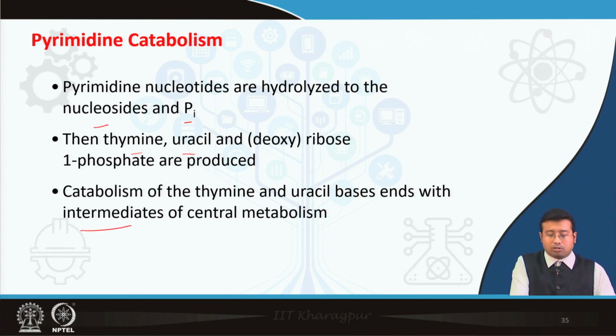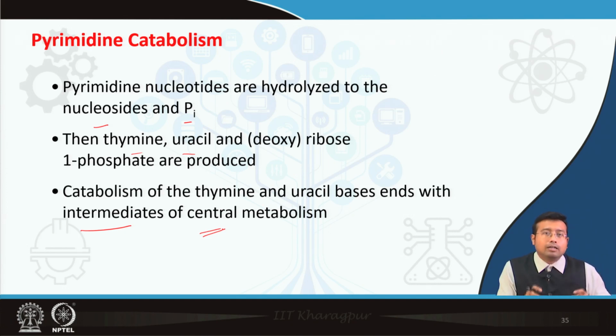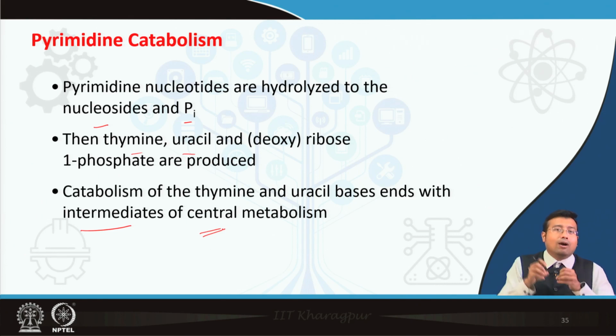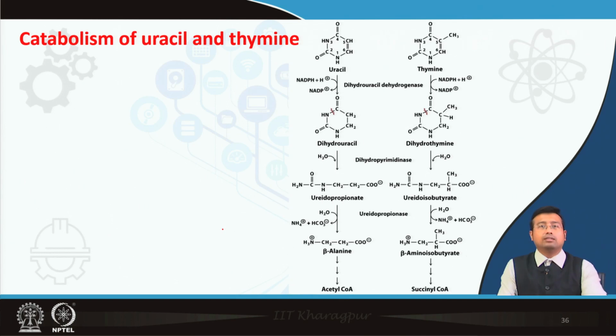intermediates of central metabolism. What is central metabolism? Basically the integration of metabolism, and we will be able to identify certain common products by which you can easily say where those common products can be diverted. Okay. So, this is actually the pathway. Again, let us break it down and magnify each and every step.